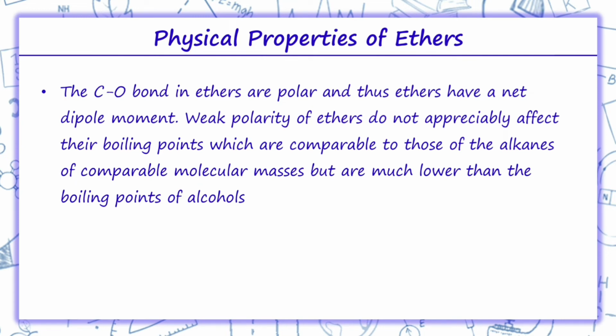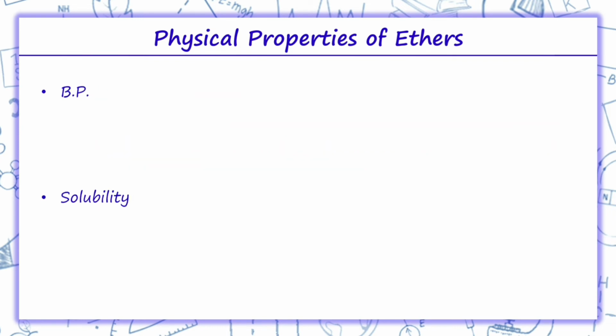Now moving on to the physical properties of ethers. The first physical property is that the C-O bond in ethers is polar, thus ethers have a net dipole moment. The weak polarity of ethers does not appreciably affect their boiling points, which are comparable to those of alkanes of comparable molecular masses, but their boiling point is much lower than that of alcohols. The large difference in the boiling points of alcohols and ethers is basically due to the presence of hydrogen bonding in alcohols.